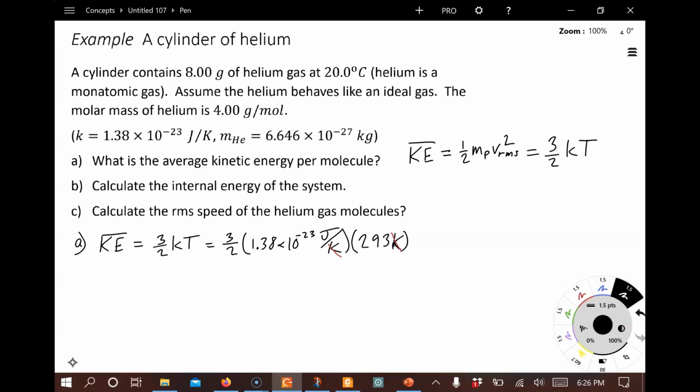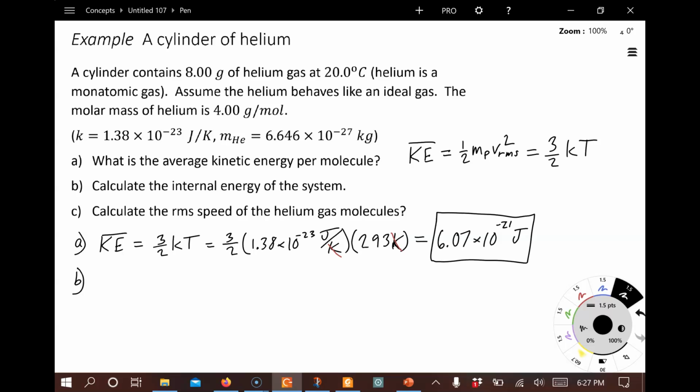That's the temperature of the gas. And we're going to end up with a certain amount of joules. Let's see what we get. Comes out to 6.07 times 10 to the minus 21st joules. Now it's a very small number because we're talking about an atom, which is a very small thing. Let's look at part B.